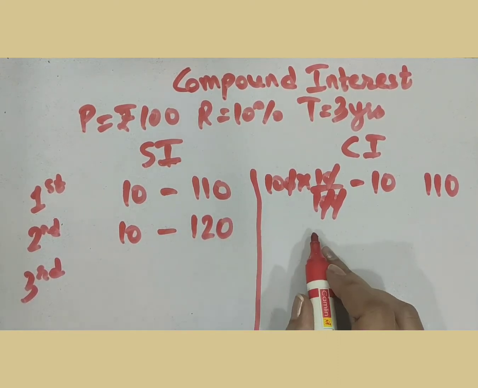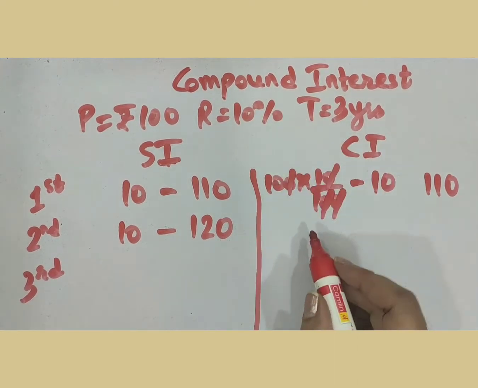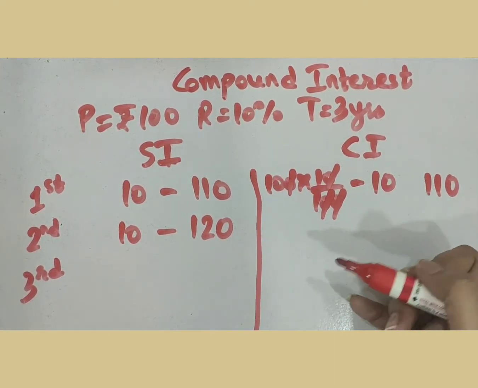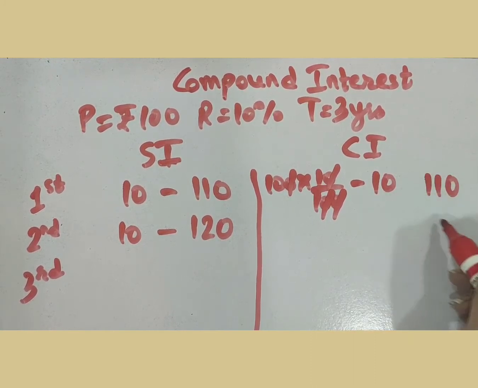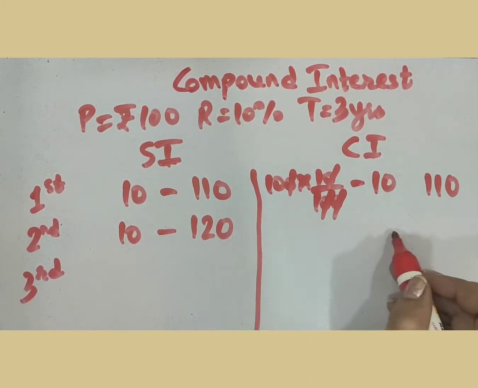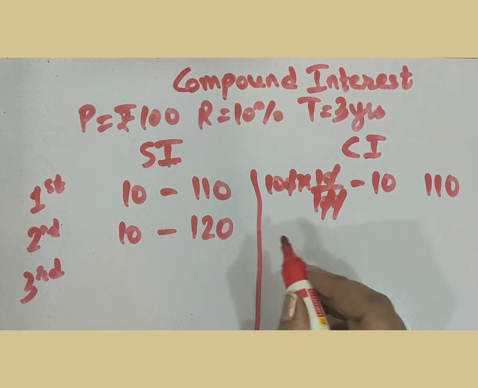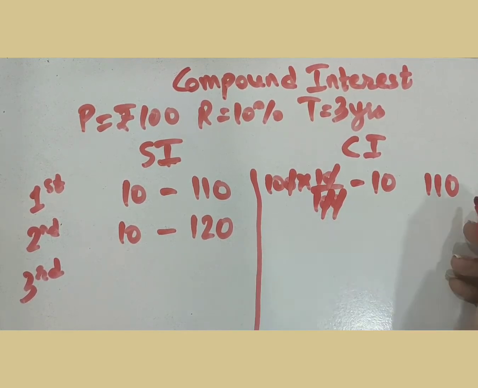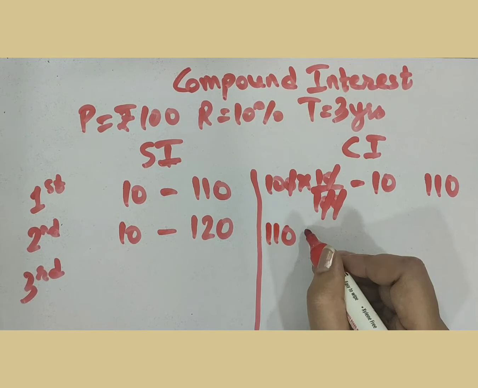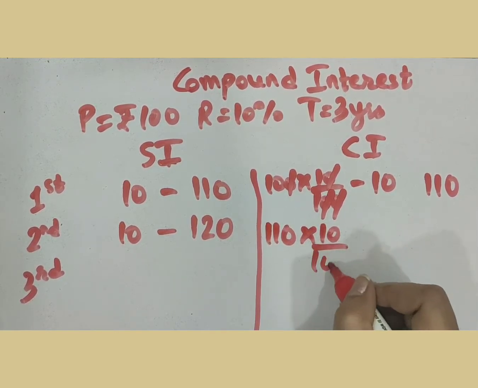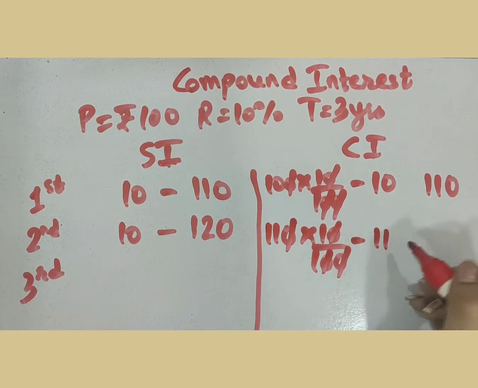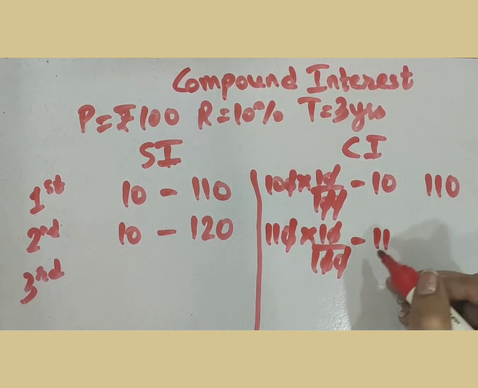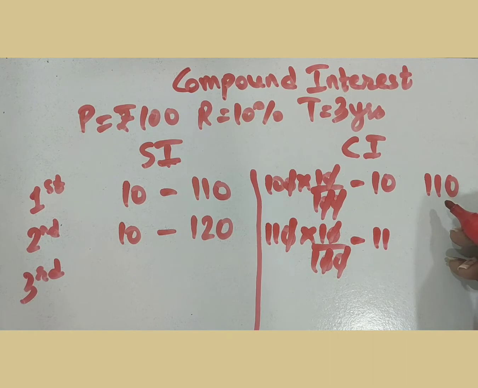But in compound interest, as the word shows, the interest is compounded every time, it is added. So in this case, the amount of the first year will become the principal for the second year. So here my principal will change. It is going to be 110 multiplied by 10 upon 100. The zeros cancel, so my interest will be 11. If I add to the principal, I'll get 121.